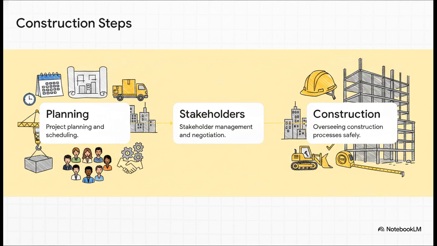Second is stakeholder management, and I seriously cannot emphasize this enough. Stakeholders are often the most unpredictable variable in any project. This means you're constantly negotiating with city councils, addressing heated public concerns, and coordinating dozens of different contracting companies. And finally, overseeing the actual construction processes to ensure that every single thing is built safely and exactly to the specifications of the original design.